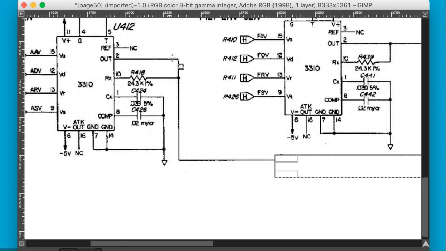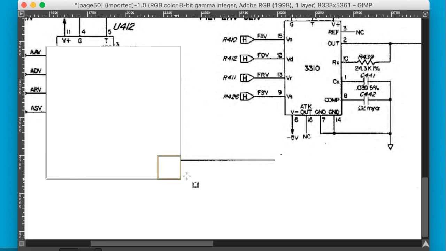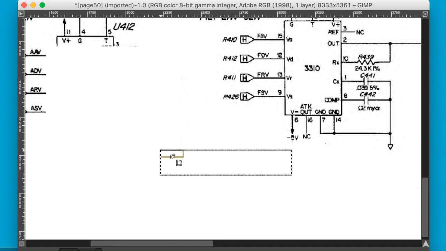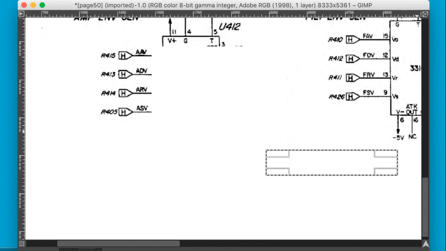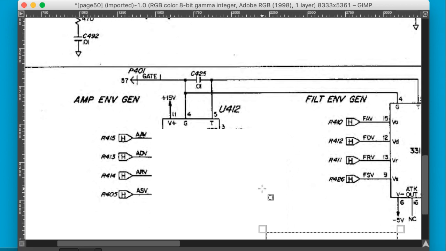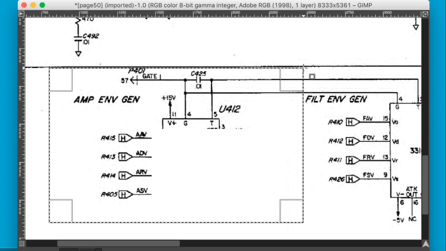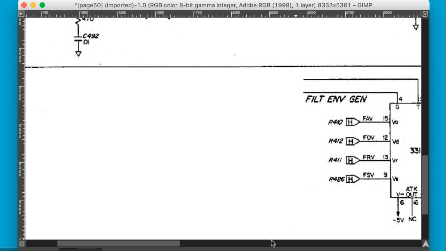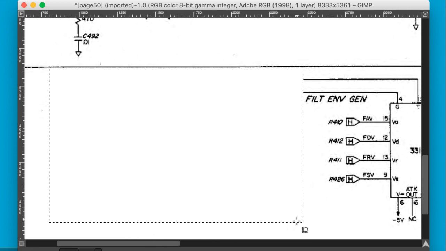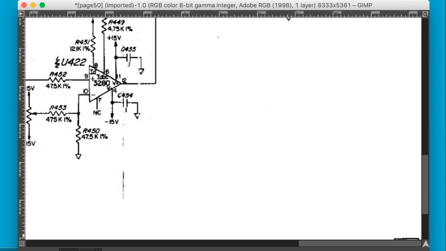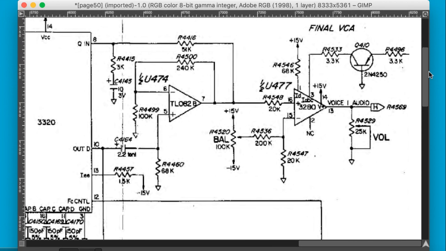Okay, so this whole circuit, this 3310, is going to go away. It made sense back in the day when your microprocessors weren't terribly powerful and you didn't want to be spending a whole lot on fast digital analog converters, that you would have a piece of hardware like the 3310 to generate the envelopes.